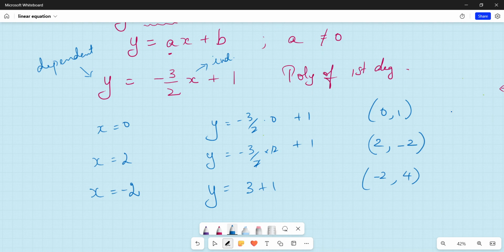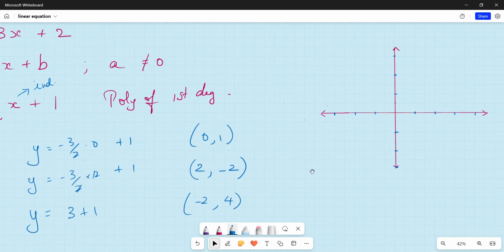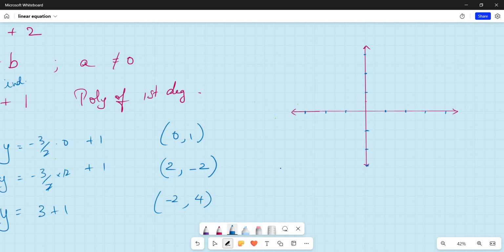Now let us try it out. I have a graph ready for you so that we won't waste much time. So this is 0, as you know. The x is 0 here, and y is also 0 at this place. So this is 0 comma 0. We'll have to plot 0 comma 1 first: 0 on the x-axis and 1 on the y-axis. So this is 0 comma 1, this place.